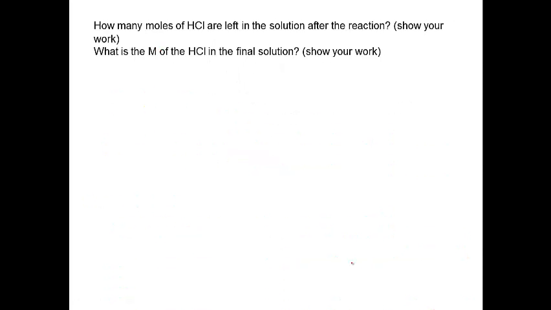Next, how many moles of hydrogen are left after the reaction, and what is the molarity of this solution? So, to find the grams of hydrogen, we need to start with the zinc. So I'll use my number. Once again, you'll use your number. And I need to convert to moles of HCl.